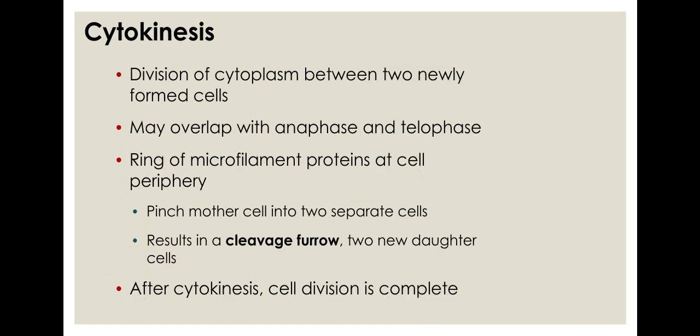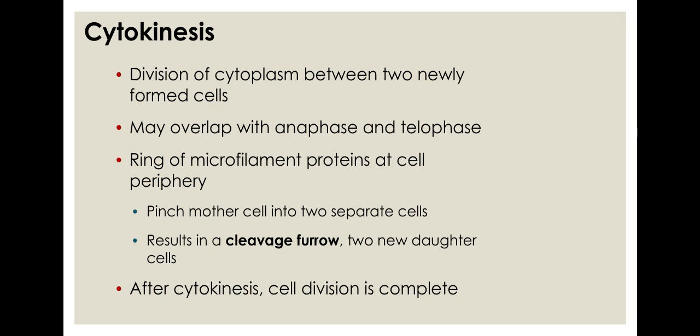And then cytokinesis, that is going to be dividing the cytoplasm between two newly formed cells. They might overlap with anaphase and telophase a little bit. We'd like in biology to set things as separate boxes as we learn. But when you look at this process under a microscope, it's not as smooth as what we would call PMAT here. It's sort of overlapping a little bit.